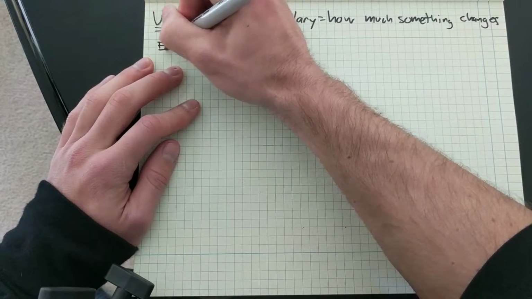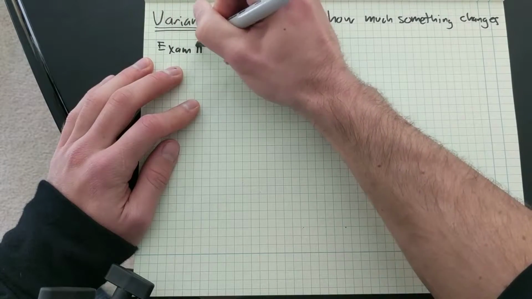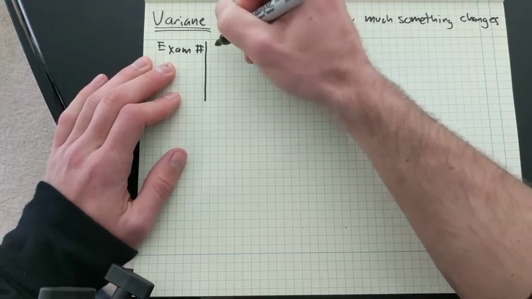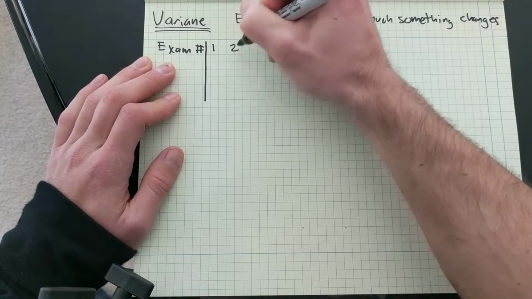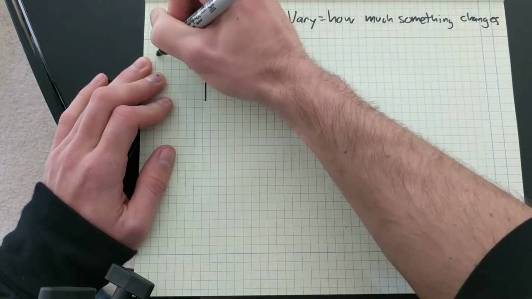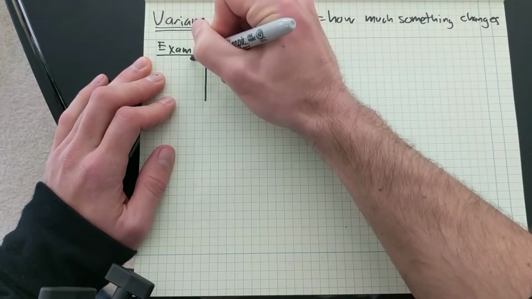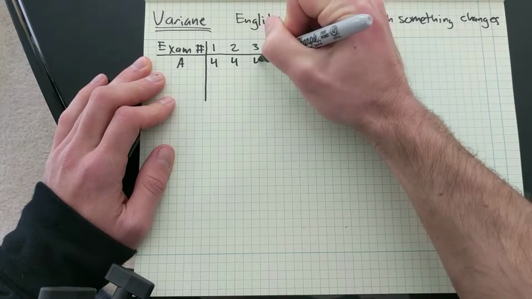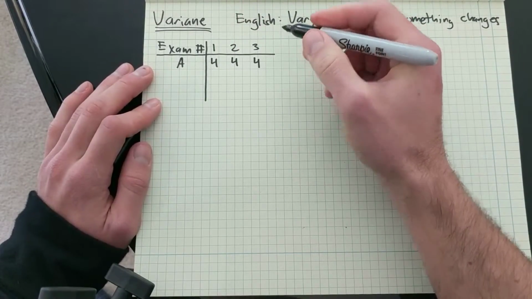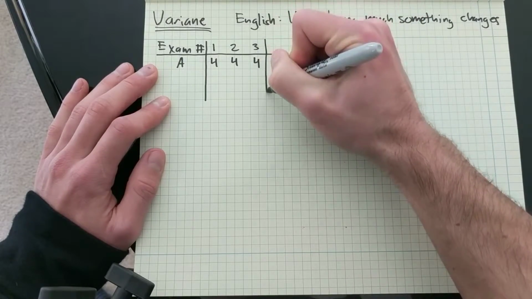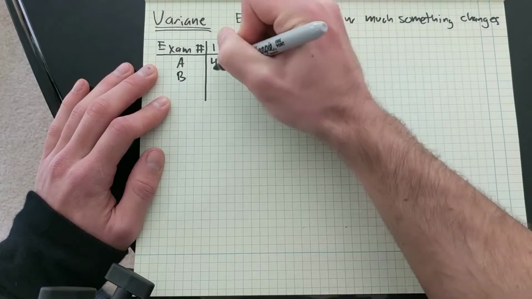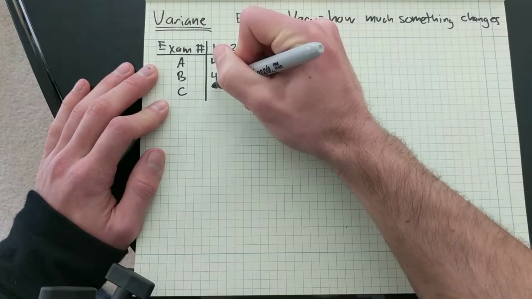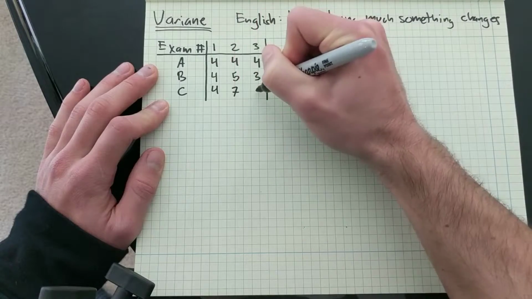So let's say that these students have taken 3 exams so far. Student A scored a 4, a 4, and a 4 out of 10 on their exam. Student B scored 4, 5, and 3. Student C scored 4, 7, and 1.